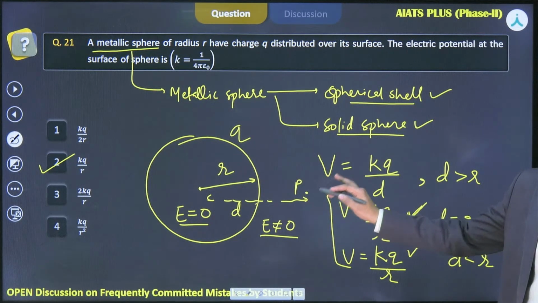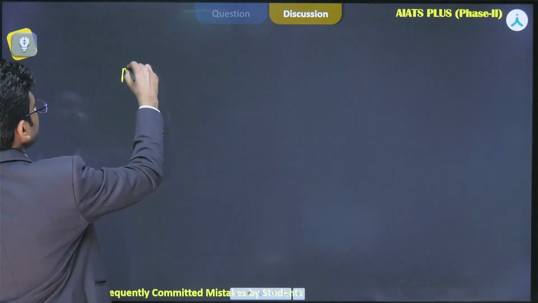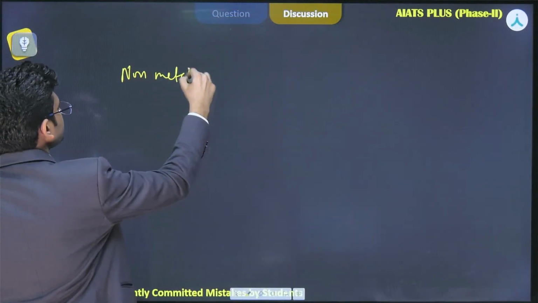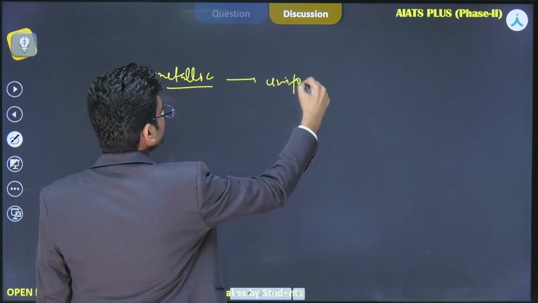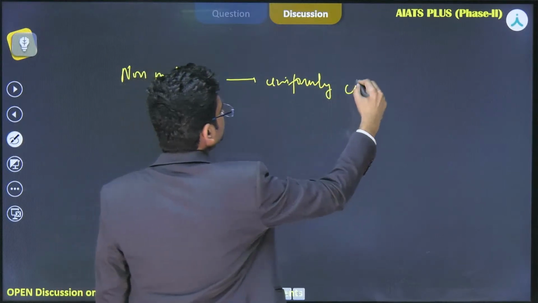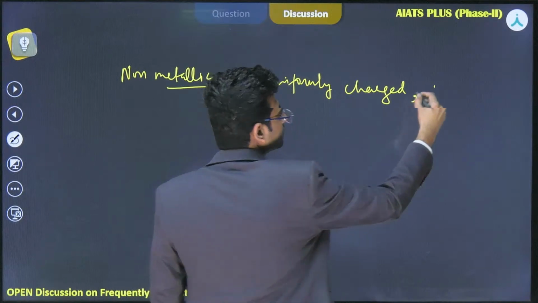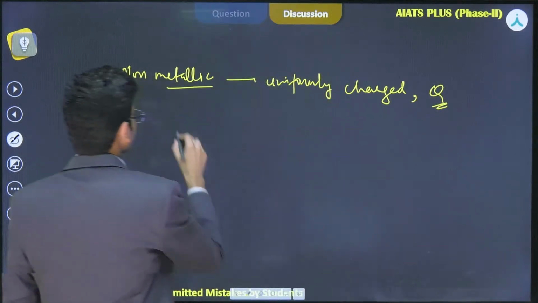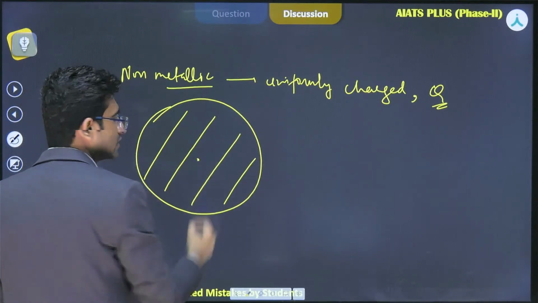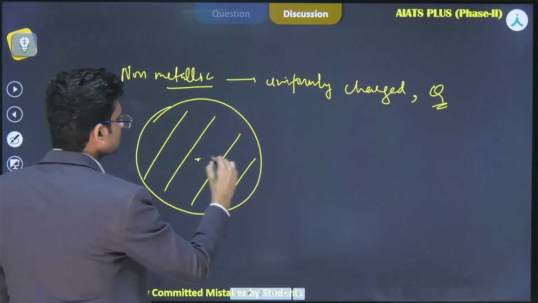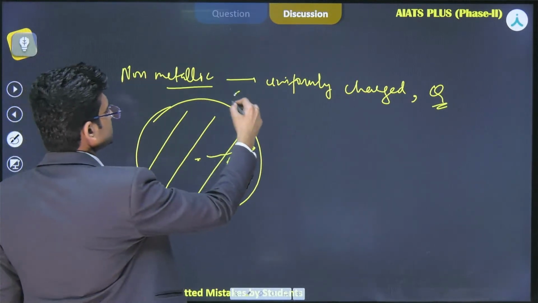So we are asked about the metallic sphere, but what if the sphere is non-metallic? What if the sphere is non-metallic and it is uniformly charged, uniformly charged with total charge Q? Okay, so this is like this. This has material everywhere, and that's why it has charge everywhere. And let's say its radius is capital R and the charge is Q.